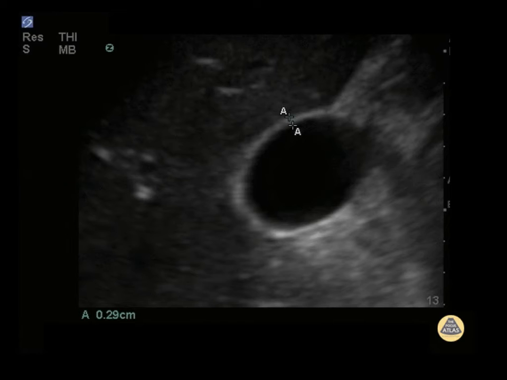Here is a transverse image of a normal gallbladder. Again, we see the edge artifact on the left side of the curved wall of the gallbladder, and posterior acoustic enhancement is again present posterior to the fluid-filled gallbladder. Ideally, you will place the calipers on either side of the hyperechoic anterior wall. Here, the normal thickness is 0.29 centimeters.